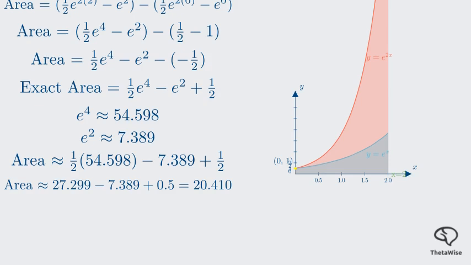A common mistake here would be to assume the lower limit is 0 without solving for it. While it turned out to be 0 in this case, always solve for intersection points to find the correct limits. Now we move on to question 2.